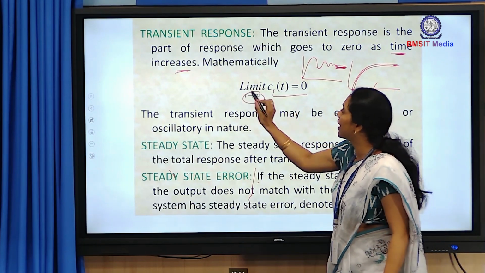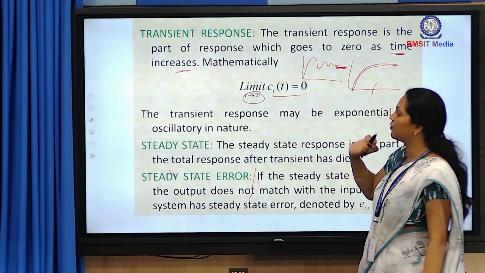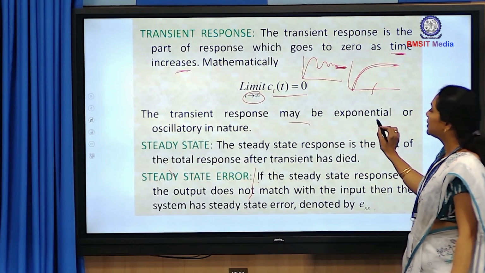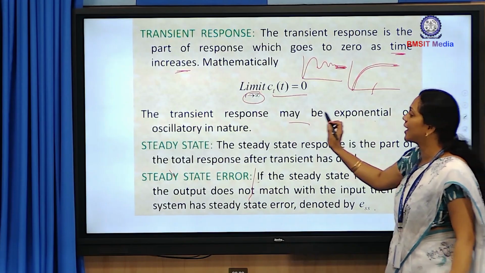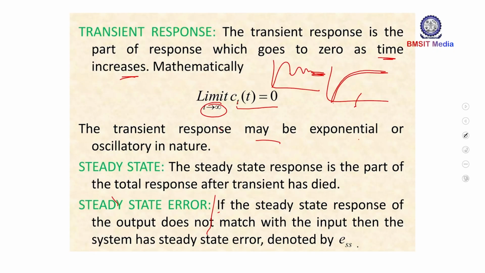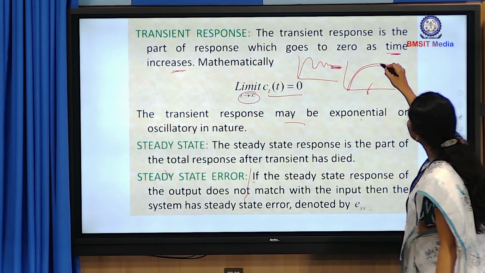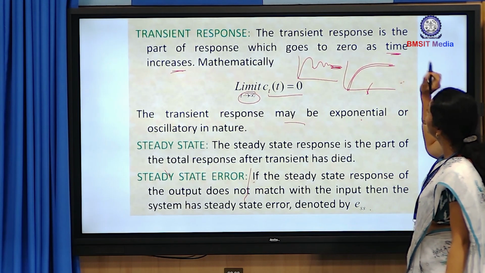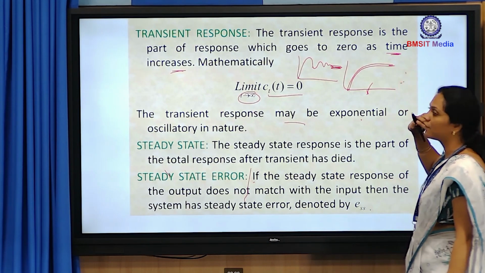So we give t equal to infinity and c_tr(t) will be equal to 0. Here you can see we have written that the transient response can either be an exponential response or an oscillatory response. Now what do we mean by an exponential response? This is the graph which shows an exponential increase. After the exponential increase, even though you vary the input, there will be no variation.